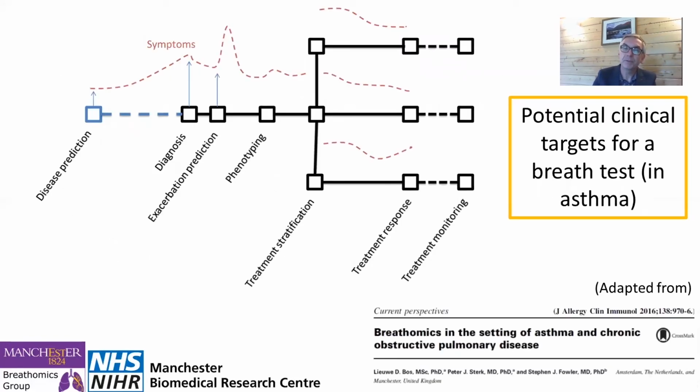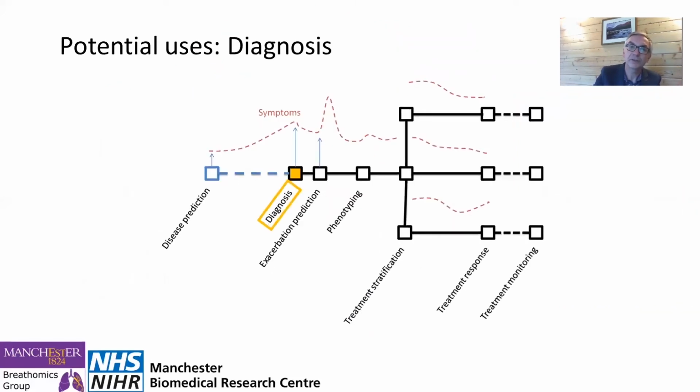We published a review a few years ago in the Journal of Allergy and Clinical Immunology that explored this. And I think it is worth thinking about when you're designing your study, what is the area that we want a biomarker for? So to talk first about diagnosis, which really is the most obvious area to look at, I suppose.